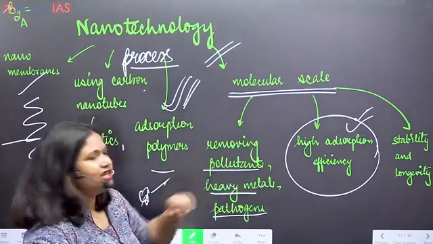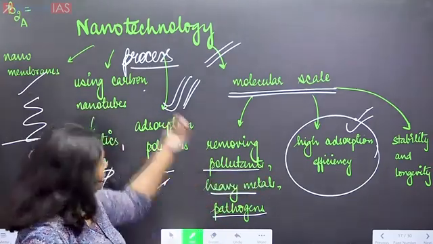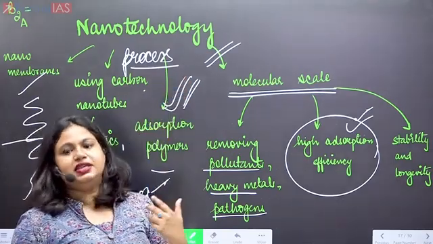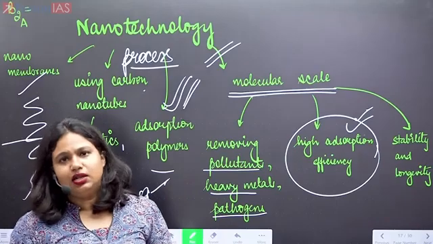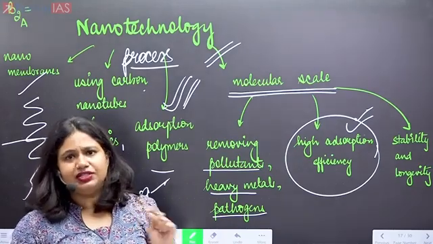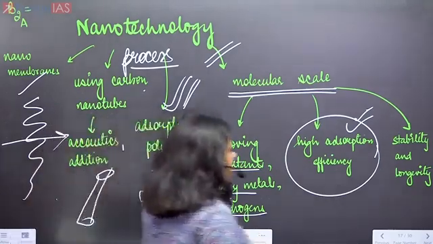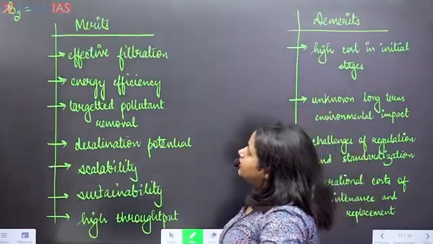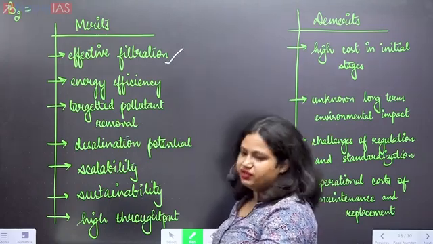Then stability and longevity. This particular type of material has long-term availability. You can create stable elements through which this filtration can take place. Then merits and demerits. The merit of nanotech is it will have effective filtration, right?